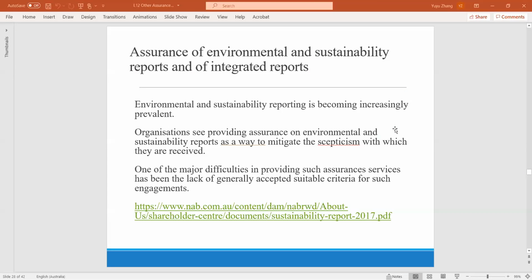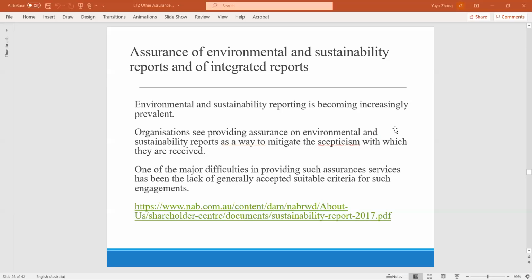CSR reports are very, very important. They have been increasingly popular, especially for large organizations. It is also very important in Australia because we have a large proportion of the resource industry and also a large proportion of financial services. Those industries pay a lot of attention to CSR reporting.